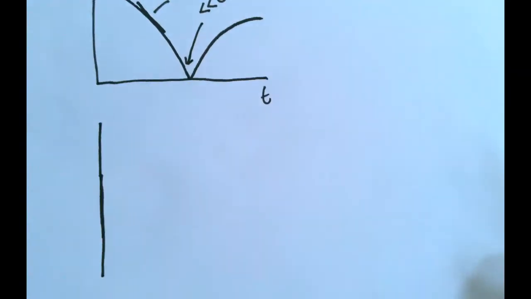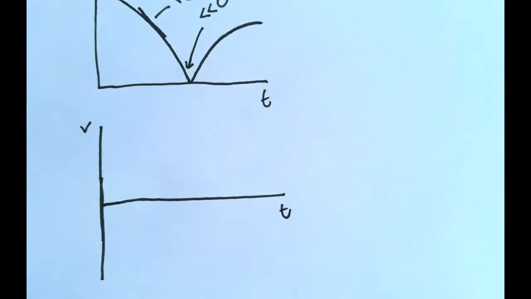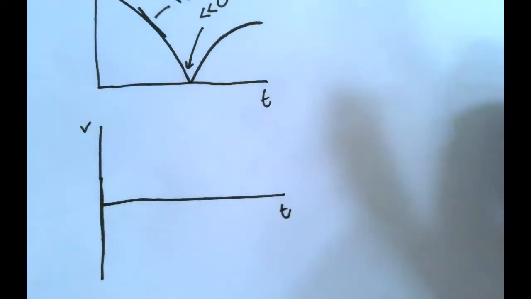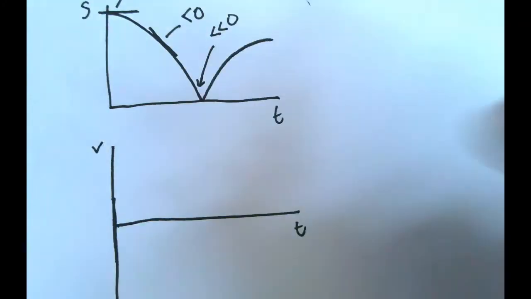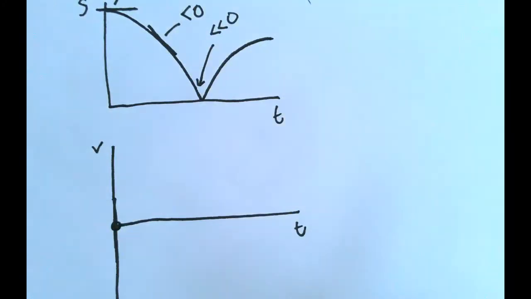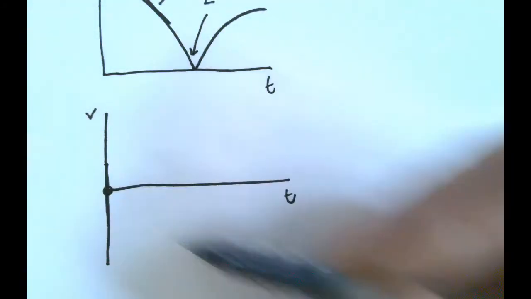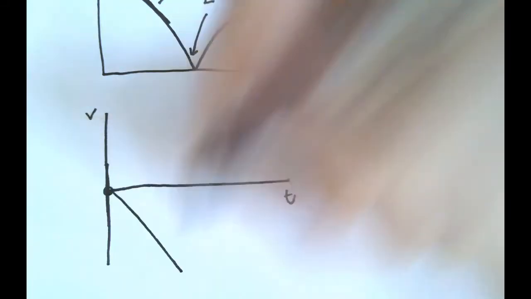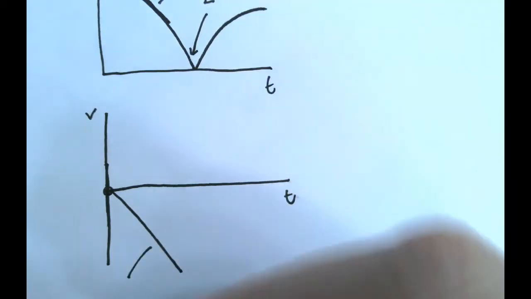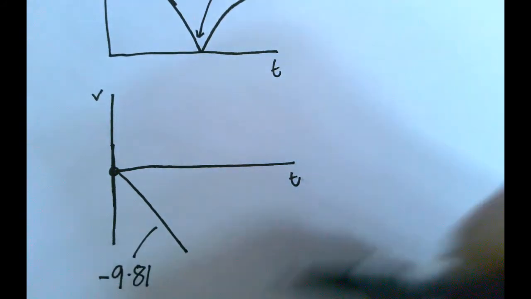I'll draw my axes here, and this can be my velocity, and this can be my time graph, and I'll just follow what it said on the previous graph. So it's just gone off the page, so here we go. It starts at 0. So on my velocity time graph, I'm going to start at 0. It gets increasingly negative, so I'm going to get increasingly negative, and I know that it's a straight line with the steepness equal to minus 9.81 meters per second squared.